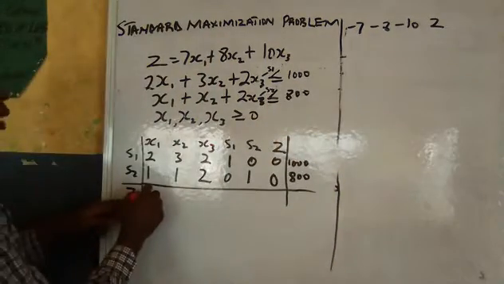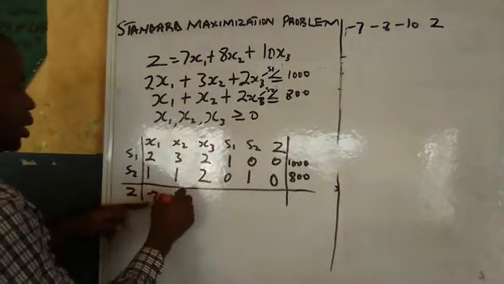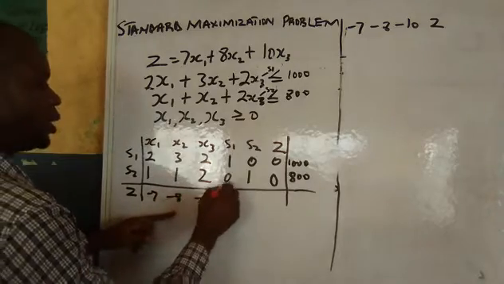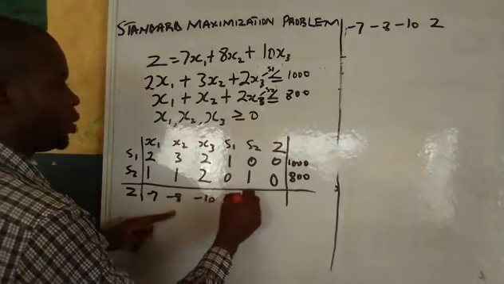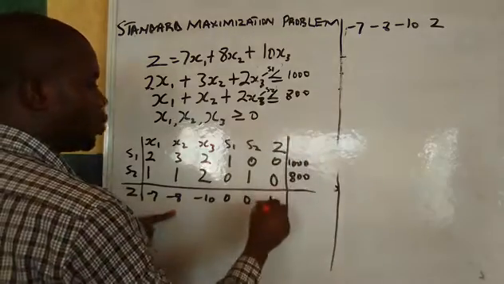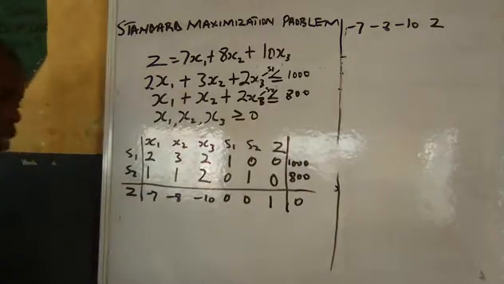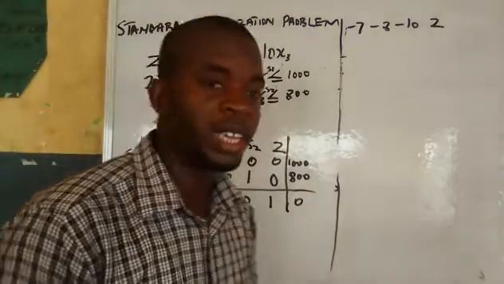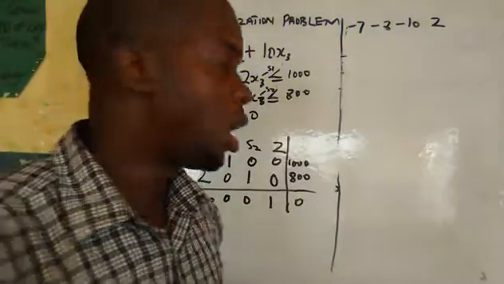Then I fix it here. -7 for the x1, -8, -10. There's no slack variable here, so 0, 0. But we have Z, which is going to be 1. Constant is 0.